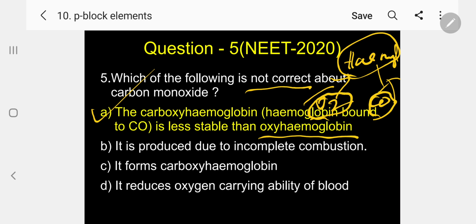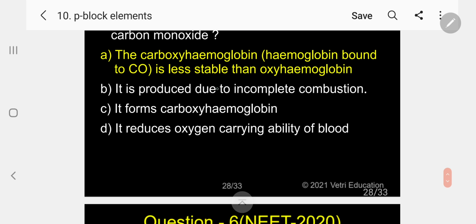That's why in the presence of carbon monoxide, the patient will go into a coma and then death. Carbon monoxide is a poisonous gas. Even in the atmosphere, if you happen to inhale carbon monoxide, you will die. So the statement in A is not correct.